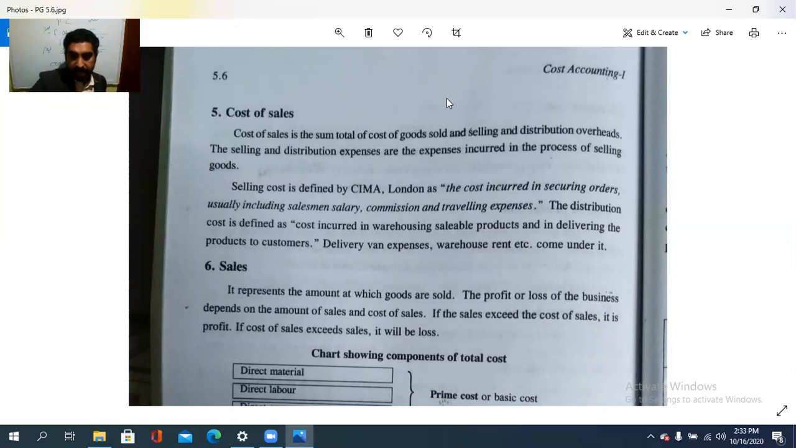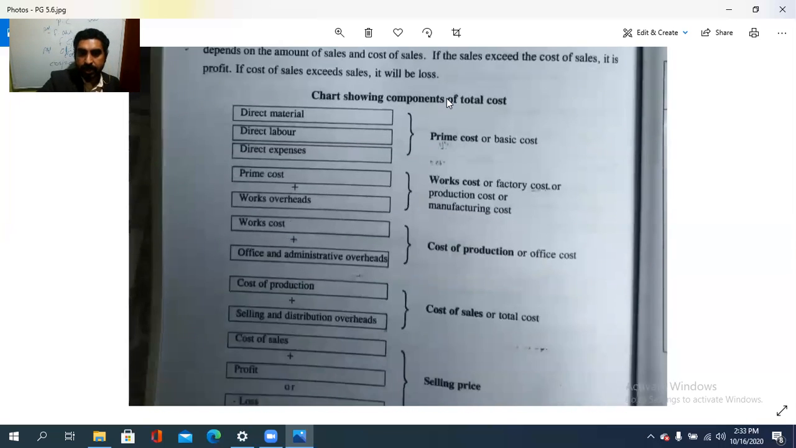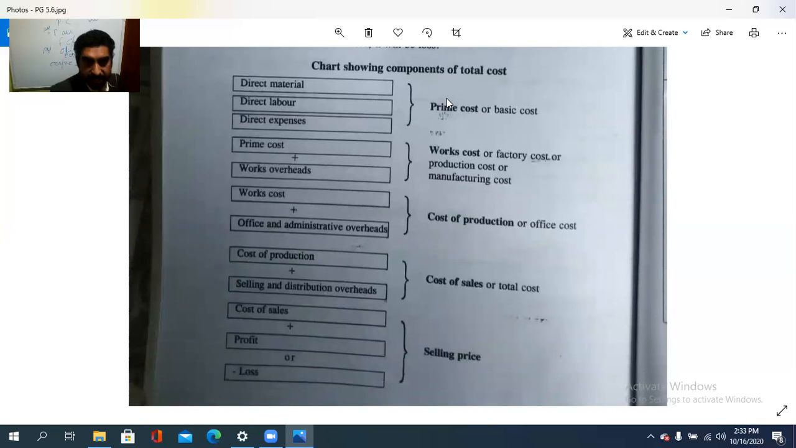Then we see what all things we have seen: prime cost, factory cost, then cost of production or administrative cost, then cost of goods sold, then cost of sales, and what is that? The sales. The chart showing components of total cost. See, direct material, direct labor, direct expenses, prime cost or basic cost, prime cost plus works overhead, work cost plus office and administration overhead, cost of production plus selling and distribution, that is cost of sales, plus profit or loss, that is the sales or the selling price per unit.